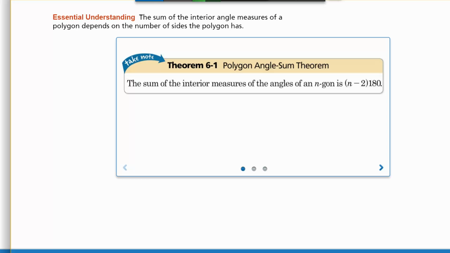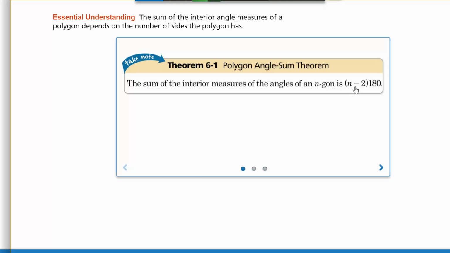So the first theorem we have is Theorem 6.1, the Polygon Angle Sum Theorem. And this is that the sum of the interior measures of the angles, so these are the angles on the inside of a polygon. If we add up all the inside angles of an n-gon, and n is just a variable for the number of sides, is n minus 2 times 180.